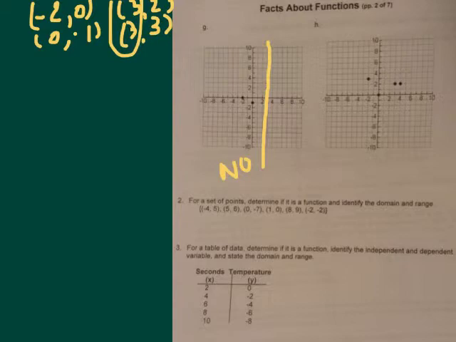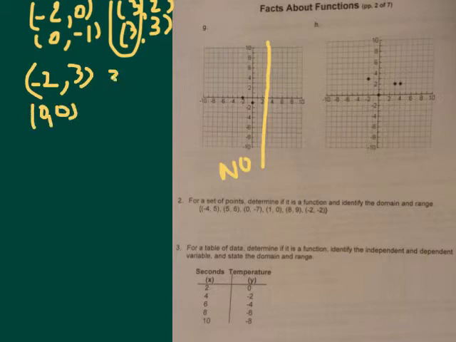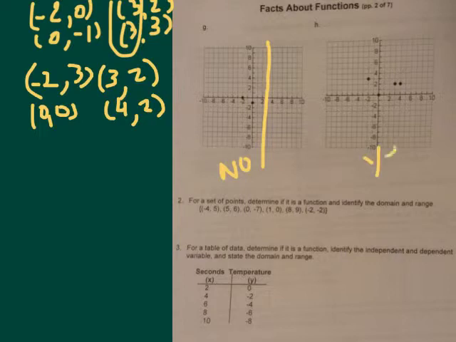On H, we can see we have those 4 points we've been working with before, which is negative 2, comma 3, and then it has a 0, 0, and then it has a 3, comma 2, and it has a 4, comma 2. Well, there's no repeating x values. They have repeating y values, so it's okay if it falls in the same y value. So this one is yes.